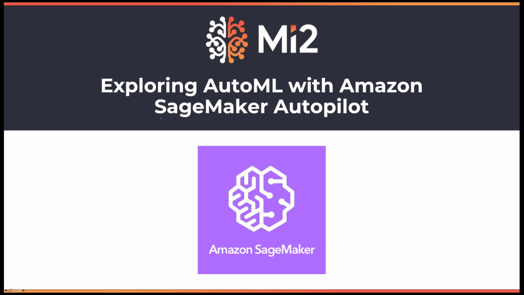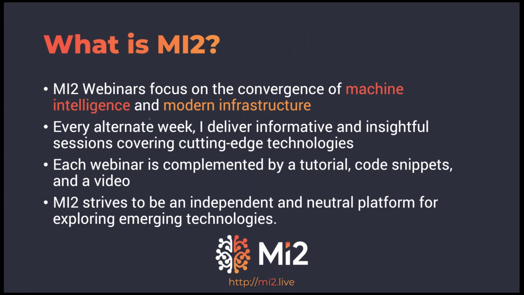If you're attending this MI2 series for the first time, let me set the context. MI2 stands for Machine Intelligence and Modern Infrastructure. These are two important trends that are currently changing the technology landscape. One is redefining the data center and the cloud, which is the modern infrastructure. And the other is fundamentally changing the way businesses are looking at IT, which is artificial intelligence, neural networks, Internet of Things, and cognitive computing. And the most interesting thing is the convergence of these two technologies.